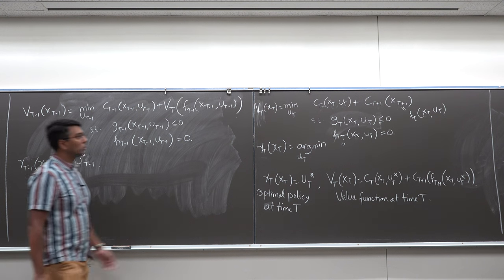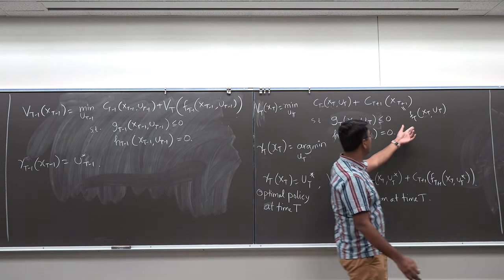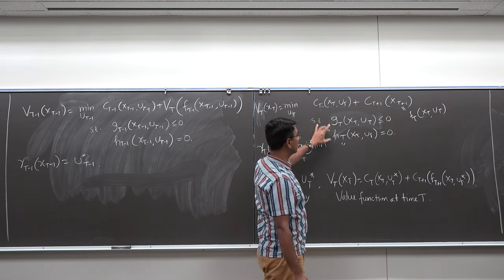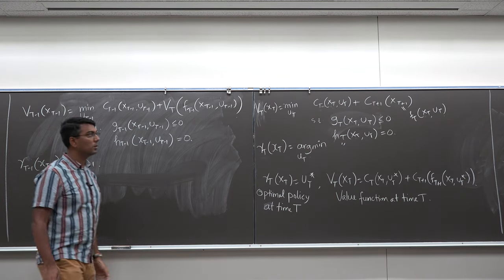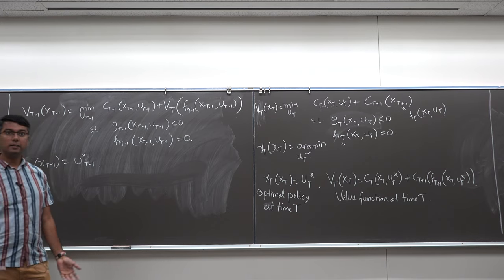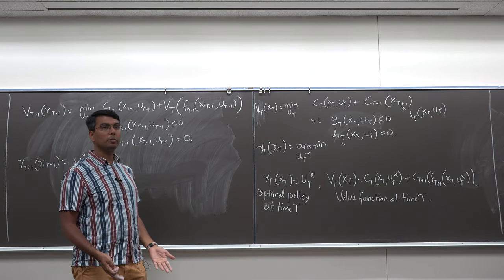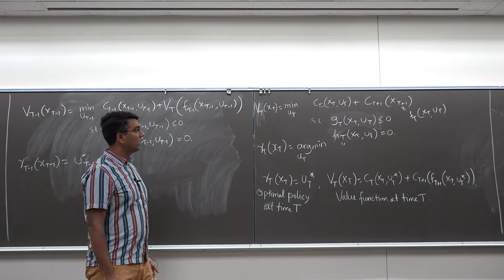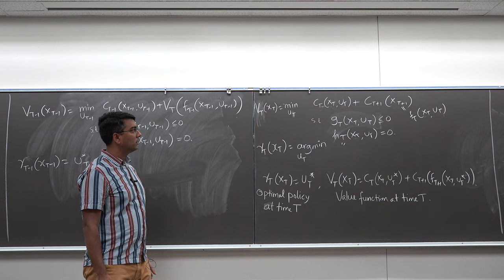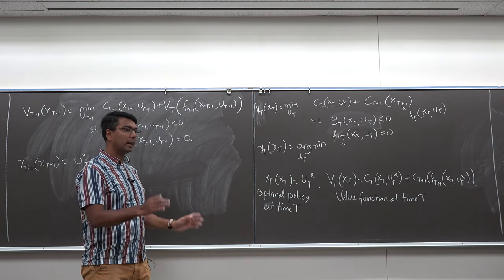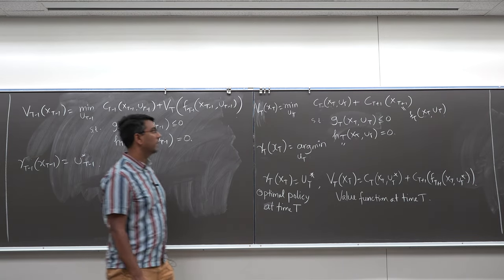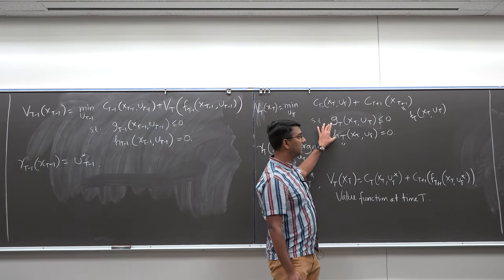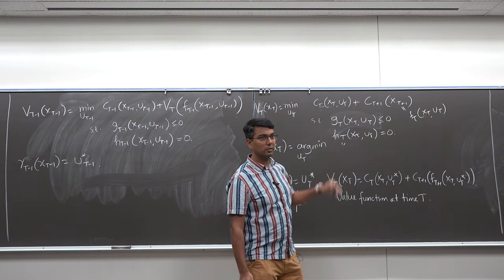But you need to know what these functions are. You need to know what these constraints are. Sometimes these constraints and functions are easy to know. In the case of a car, it's very easy to know because you pretty much have the model of the car. In the case of an oil drilling machine, you probably wouldn't know the correct FT and the correct GT and HT. You will have some approximations of it.